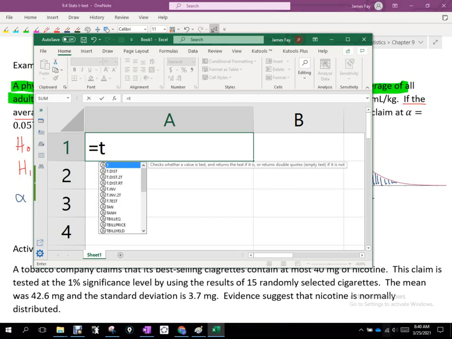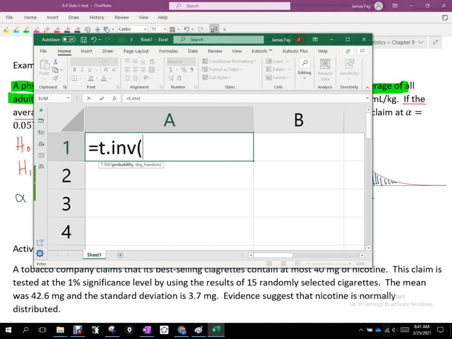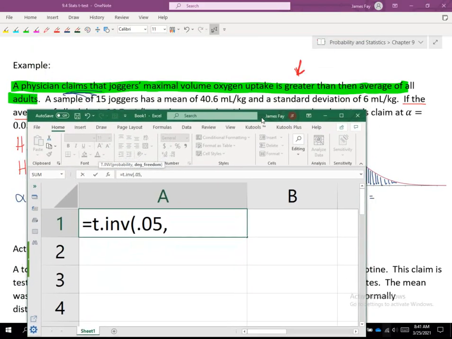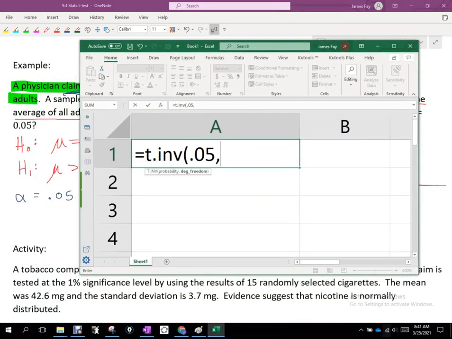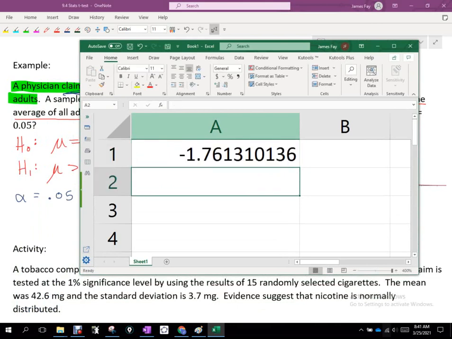You go T.INV, okay? It says it returns the left-tailed inverse of the student t distribution. So we want our probability, which is going to be 0.05, comma, degrees of freedom. Degrees of freedom is n minus 1. Well, how many do we have? We have 15 joggers, so 15 joggers minus 1 would be 14. That gives me that number there.